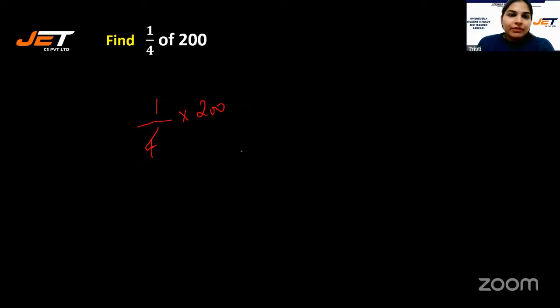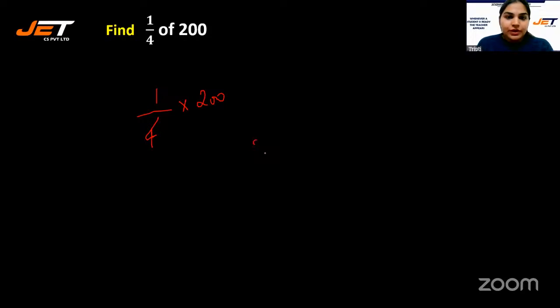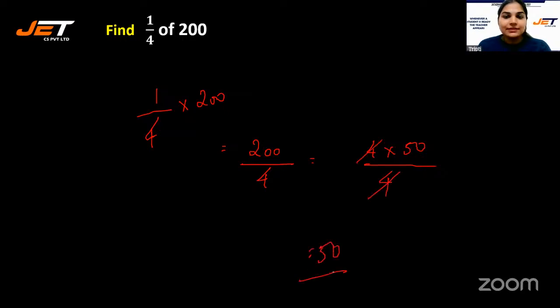So 1 by 4 of 200. 1 time 200 is 200. In the denominator, it's 4. I can write this as 4 times 50. In the denominator, 4. Cancel, cancel. 50 is the answer.